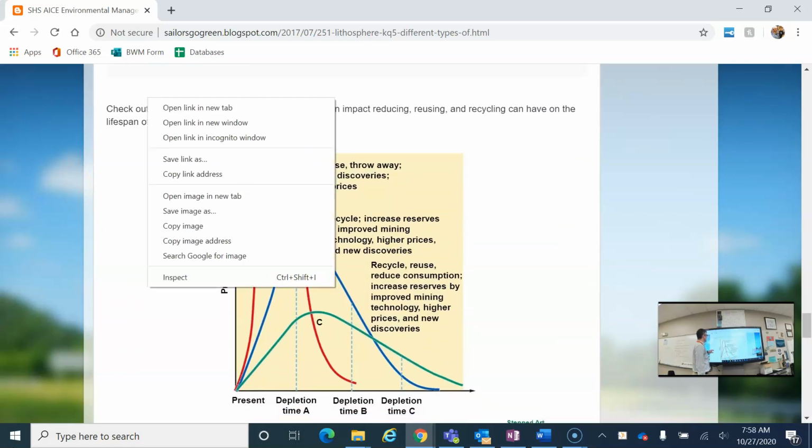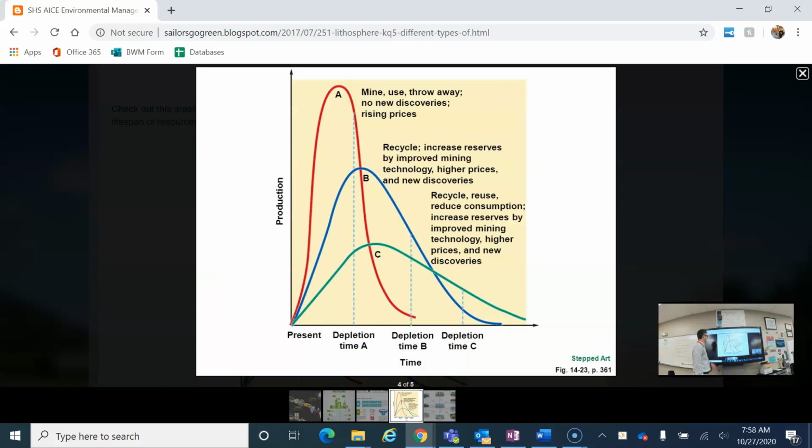So if you look at this graph, this is a good graph that shows basically what happens to a resource. So the red line is where you just mine something, you use it, and you throw it away. Basically what happens, and what you've got on the y-axis is going to be your production, and your x-axis is going to be time. And so you can see it has a very short lifespan. You use it, it gets used a lot in the beginning, and then it's going to deplete because you're going to have less of it, and it will basically go away.